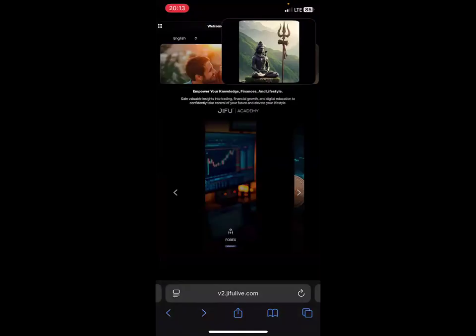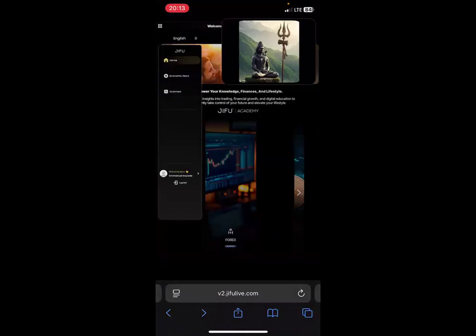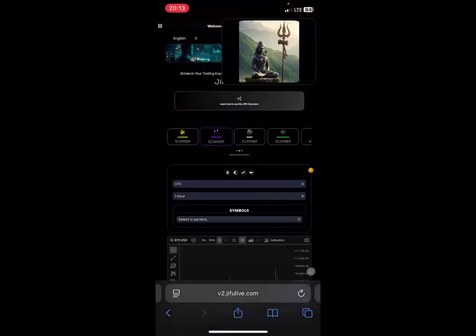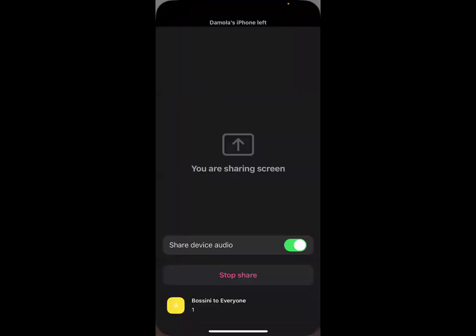Another thing we are going to check now is the scanners. Let's go straight into the scanners. Can you see my screen? Please drop a 1 if you can see my screen and you can hear me perfectly well. Okay.